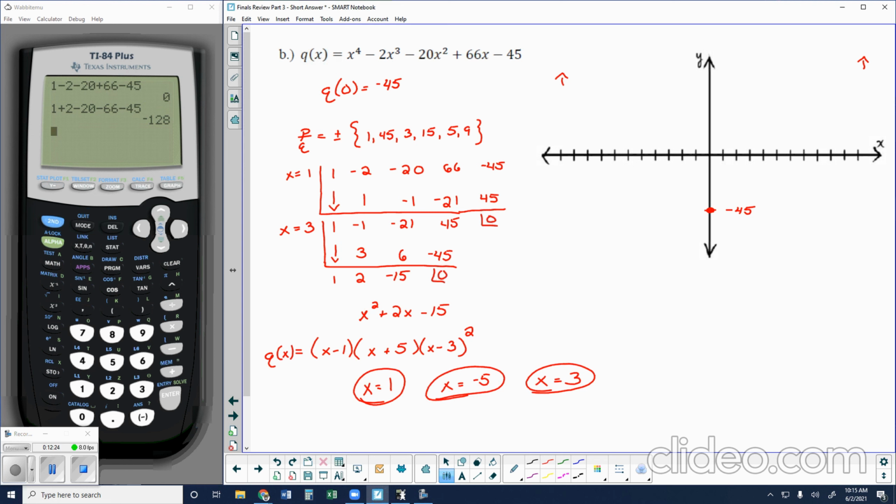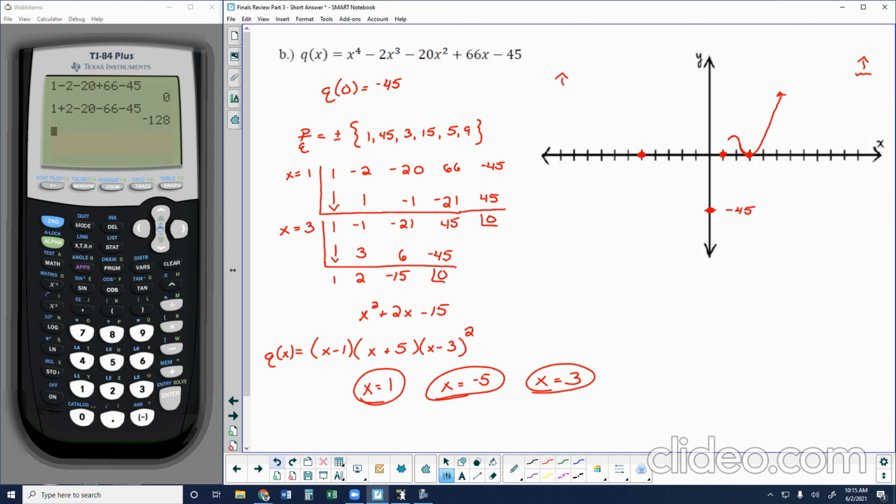So what I want to do here is go ahead and plot these points on my x-axis. So I would have a point at 1, a point at -5, 1, 2, 3, 4, 5, there's -5, and a point at 3. Now one thing to notice here is that 3 came from a factor that was squared, so my graph is going to bounce at 3. So it's going to touch 3 and turn and change directions, continuing up to the right as we have that end behavior.